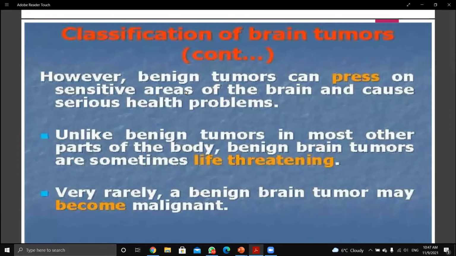However, a benign tumor can press on sensitive areas of the brain and cause serious health problems. Unlike benign tumors in most other parts of the body, benign brain tumors are sometimes life-threatening, and also very rarely a benign brain tumor may become malignant.